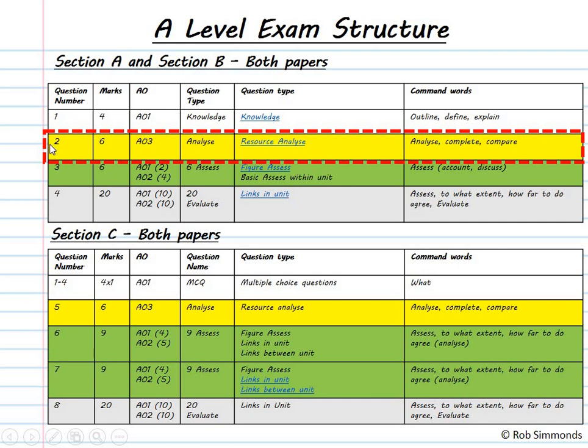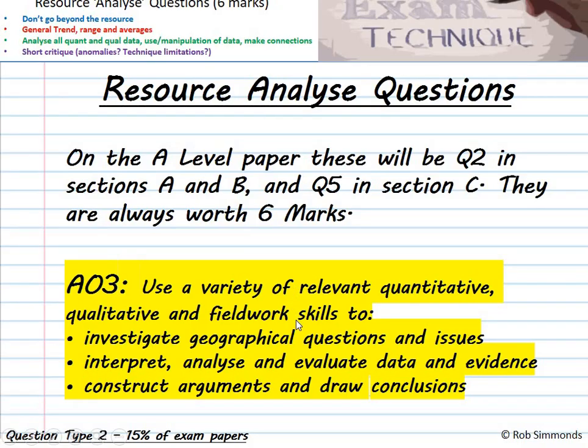So this question, just to go back over this, is question 2 in section A and section B. It would be question 5 in section C. It will be on both the human and physical paper, and it's an AO3 question. An AO3 question will be testing these skills: the ability to interpret, to analyse, to evaluate data. It's worth 15% of your exam total score from these 3 resource analyse questions. It's really important that you develop the technique and the skill to get full marks.